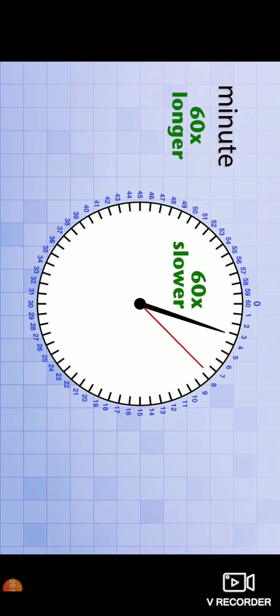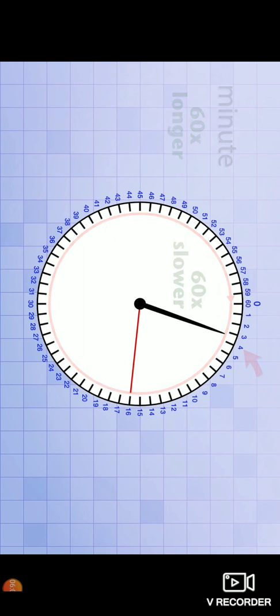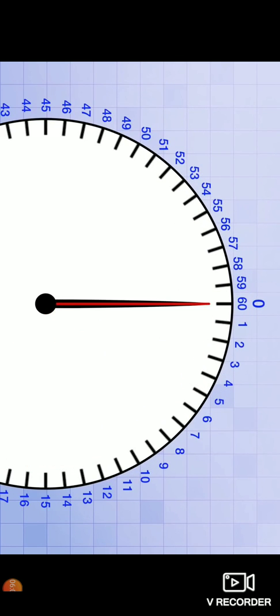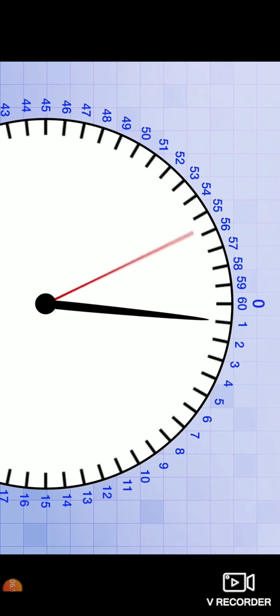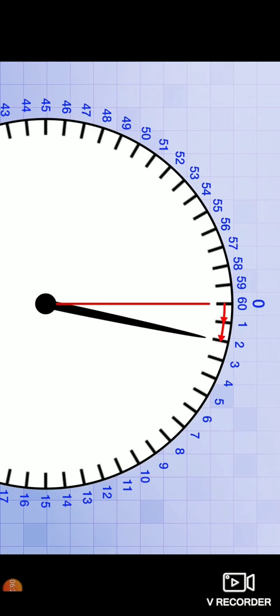Since a minute is 60 times longer than a second, while the second hand travels all the way around the clock, the minute hand only moves from one mark to the next. For example, if both hands start straight up at the top of the clock, while the second hand travels all the way around the clock, counting out 60 seconds as it goes, the minute hand will only travel from 0 to 1, because only 1 minute has passed. Then, while the second hand travels around the clock a second time, the minute hand will travel from 1 to 2, because 2 minutes have passed.